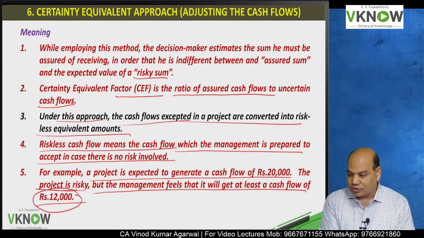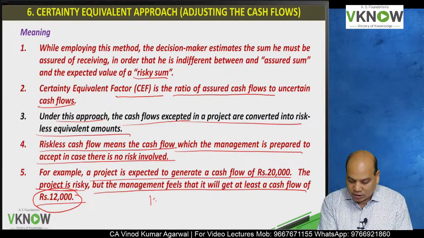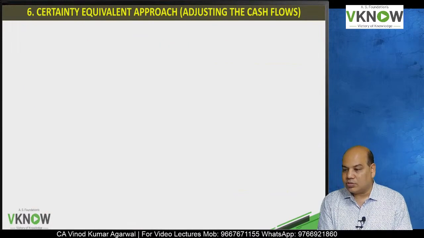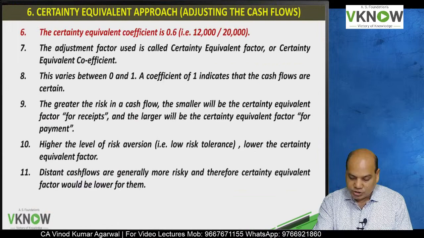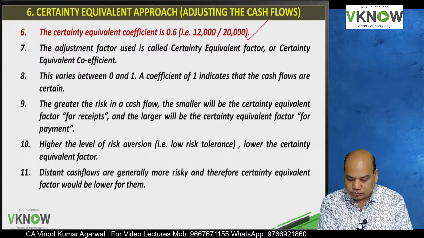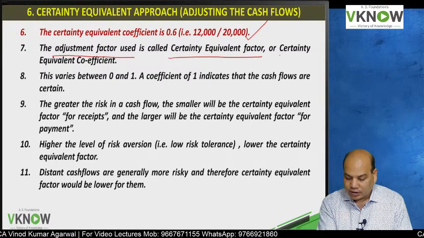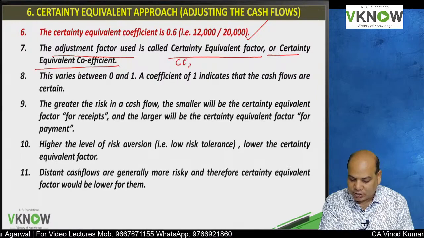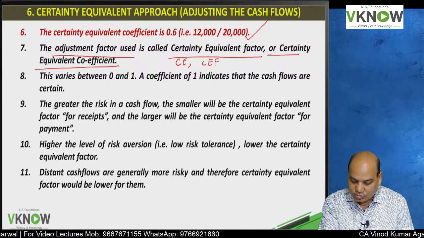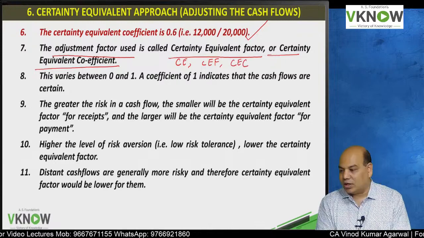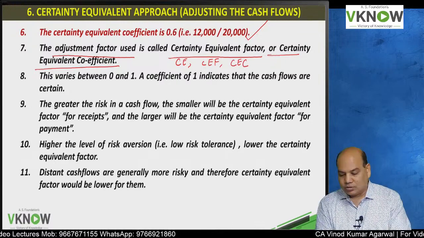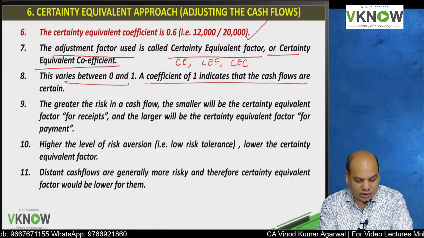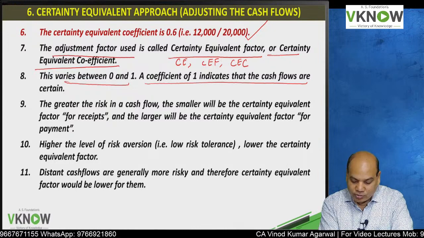So 12,000 is risk-free. If I ask you what will be the certainty equivalent here, you will say 12,000 by 20,000, which is 0.6, written in your book also. This factor is called certainty equivalent factor or certainty equivalent coefficient. In some books they write CE, in some CEF, in some CEC, all are same. Range is 0 to 1. 1 means cash flows are fully certain, 0 means fully uncertain.